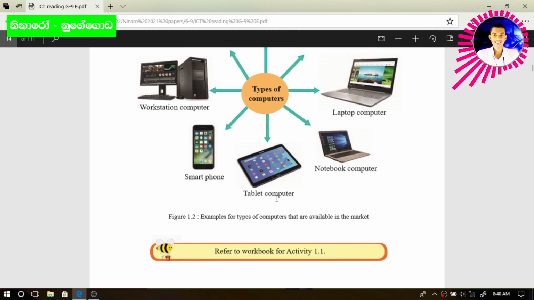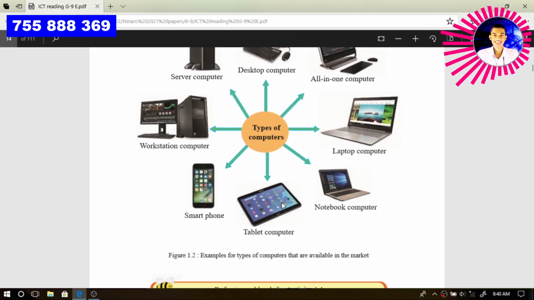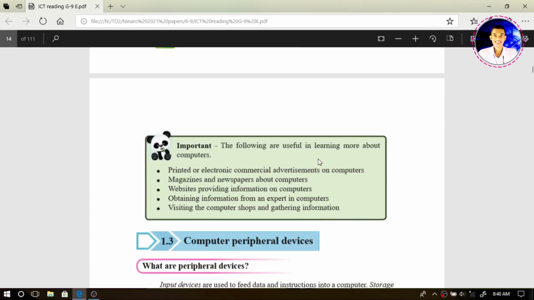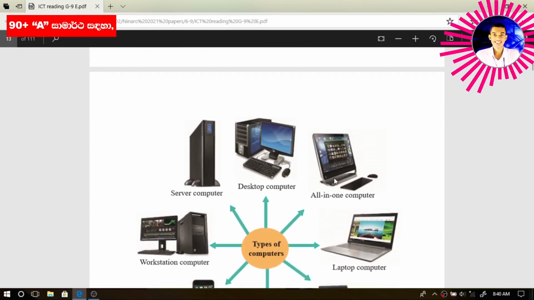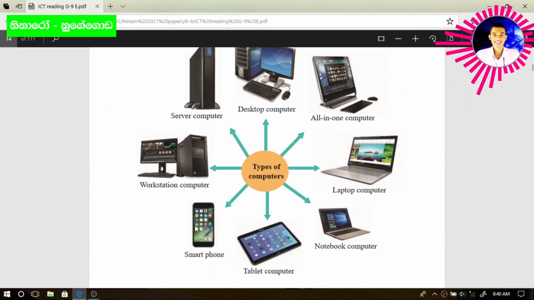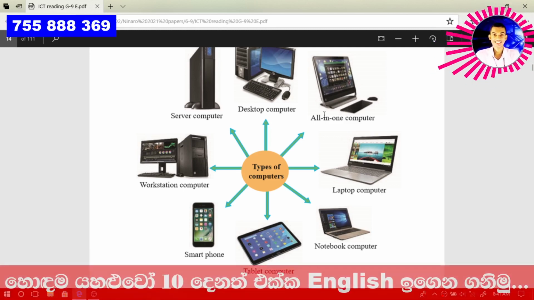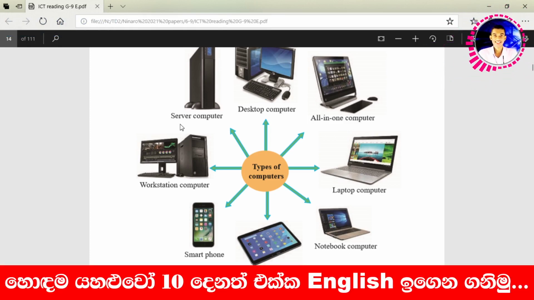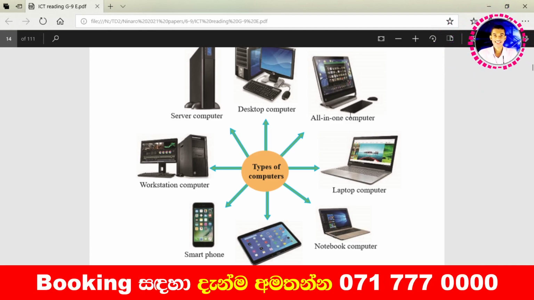A tablet computer is also a mobile device. A smartphone is also a mobile device, but a tablet computer has a larger screen than a smartphone. So I think now you have a good idea about portable and non-portable computers. These are the portable computers: smartphone, tablet computers, notebook, and laptop computers. According to this diagram, all-in-one computer, desktop computer, server computer, and workstation computers can be considered non-portable computers.